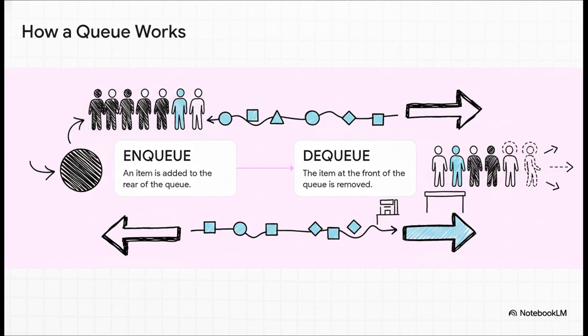And just like with stacks, queues have their own special names for things. When you get in the back of the line, you enqueue. And when the person at the front finally gets their coffee and leaves, they dequeue. So new stuff gets enqueued at the back, and the old stuff gets dequeued from the front.